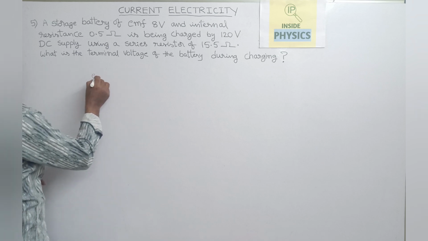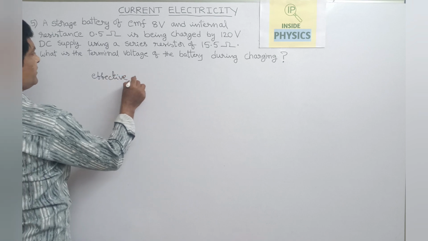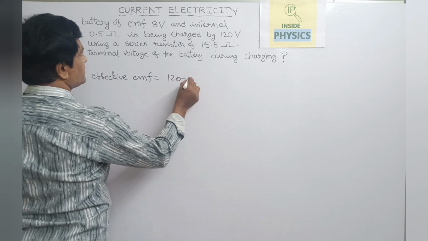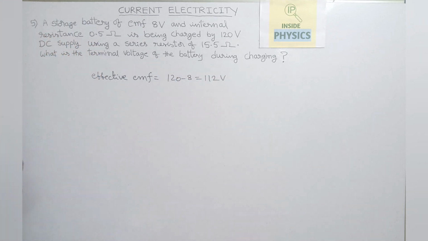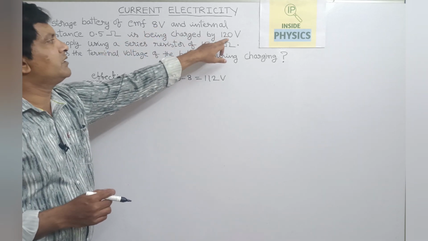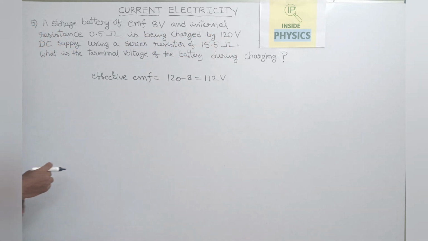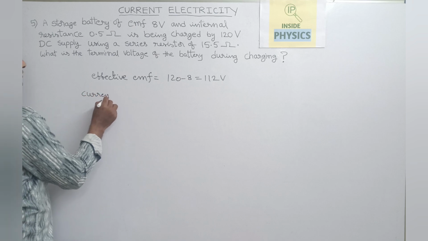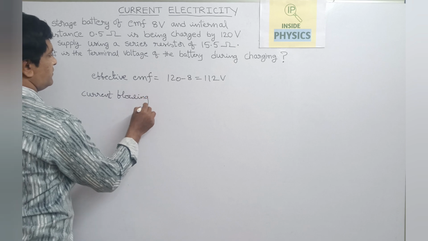So the effective EMF in the circuit will be 120 volts minus 8 volts, that is 112 volts. The battery's voltage must be subtracted from the voltage we are supplying. So what is the current flowing in the circuit?